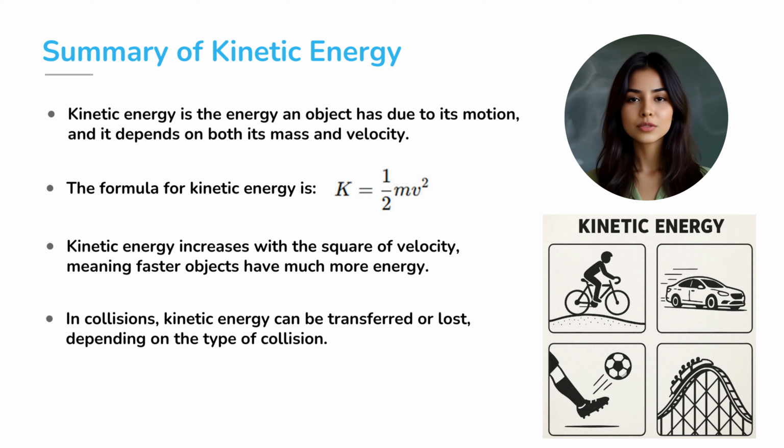So, here's what we've learned today. Kinetic energy is the energy an object has due to its motion. It depends on two factors, its mass and velocity. We saw that velocity has a huge effect on kinetic energy because it's squared in the formula, and doubling your speed means you quadruple your energy. We also learned how kinetic energy applies in the real world, from rolling balls to speeding cars. And finally, we saw how collisions affect kinetic energy, whether it's conserved or transformed into other energy forms.